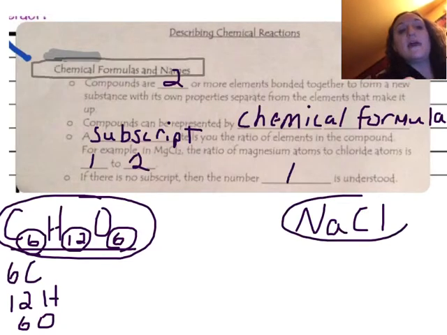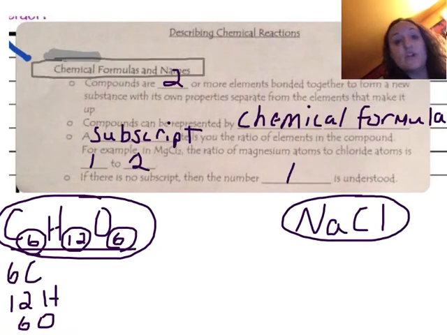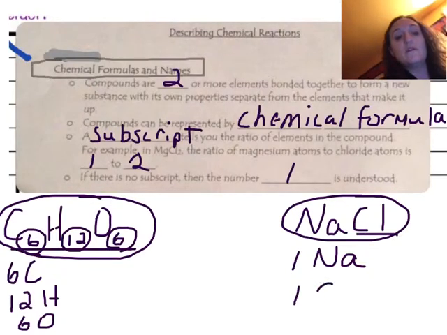Next, NaCl, sodium chloride, that is table salt. So Na, there's no number after it. That means that there is only one sodium atom in the molecule, and there's no number after the chloride right there, so there's only one chloride. So there's one sodium and one chloride.